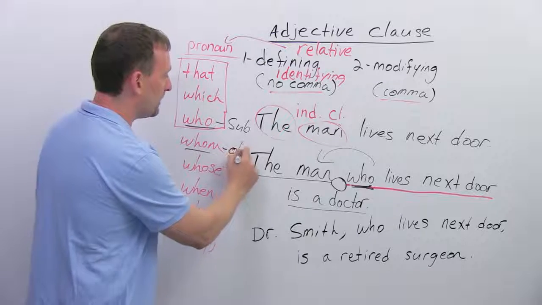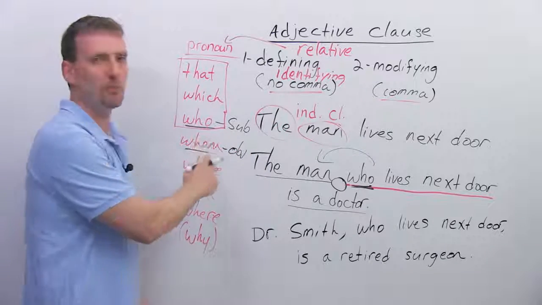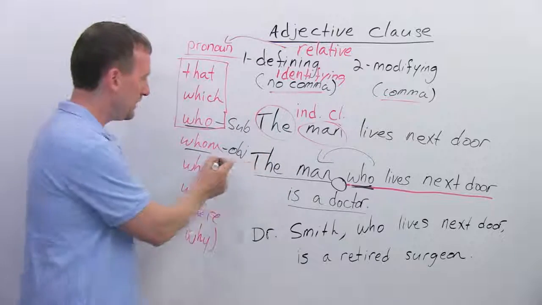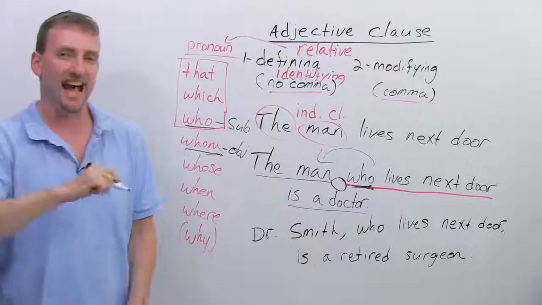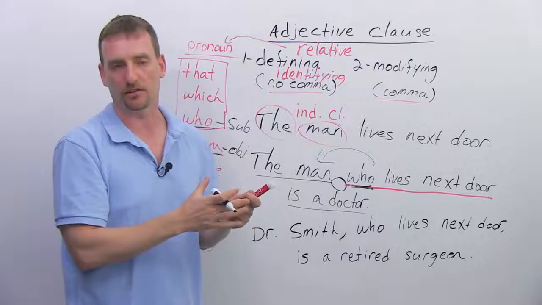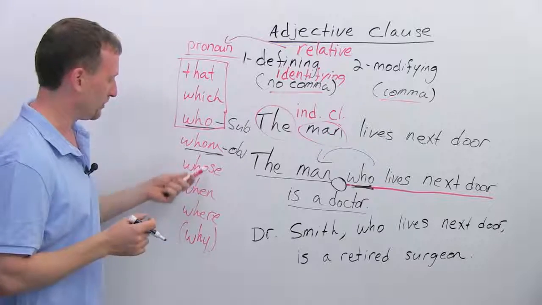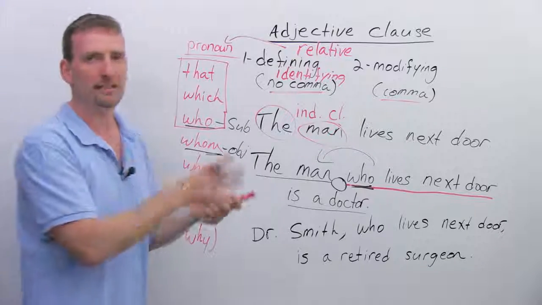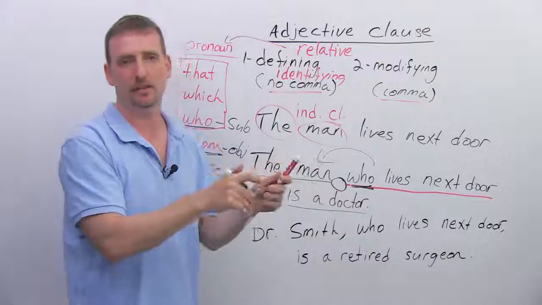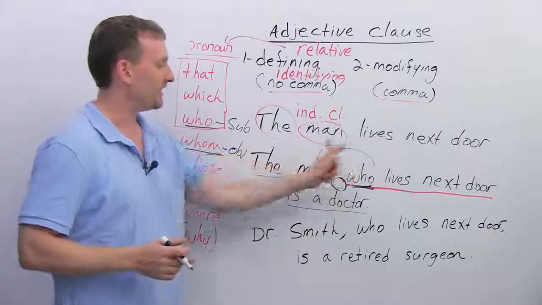Whom can only be an object. So you can never use whom with a verb. If you see whom beginning an adjective clause, there must be a separate subject in that clause. Otherwise, you're using it incorrectly. Okay? Same with these: whose, when, where, and why all must have a separate subject to go with the verb in the clause. So now, I've identified the man.